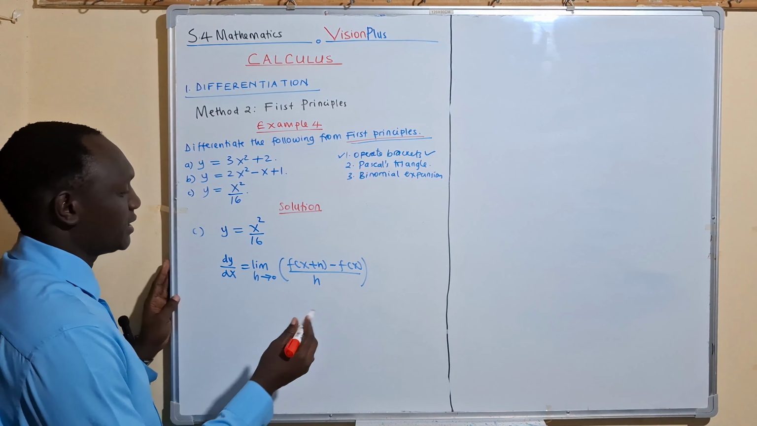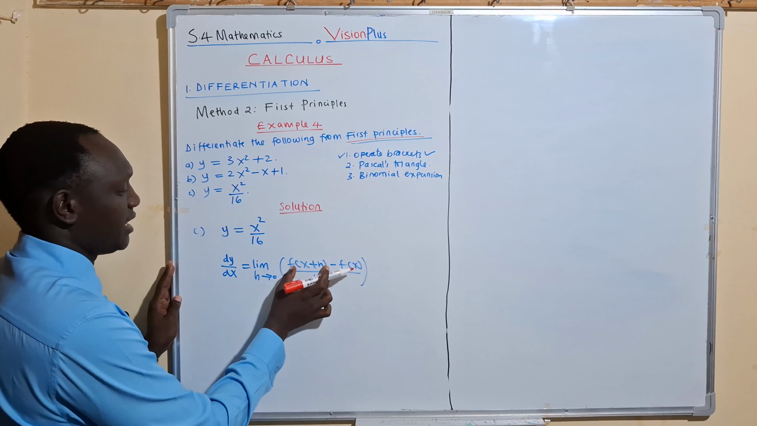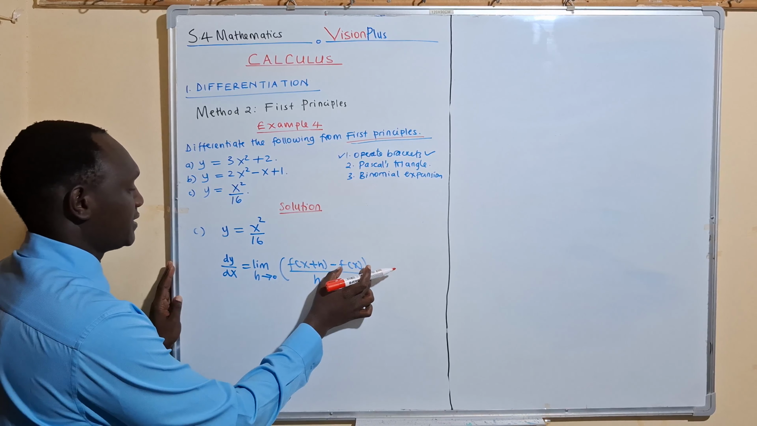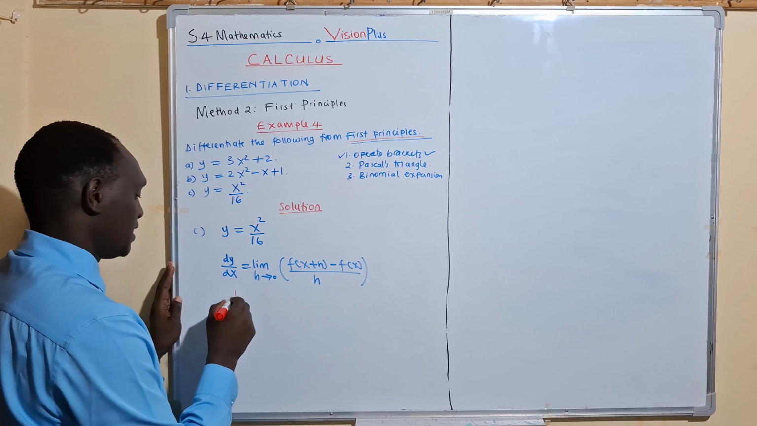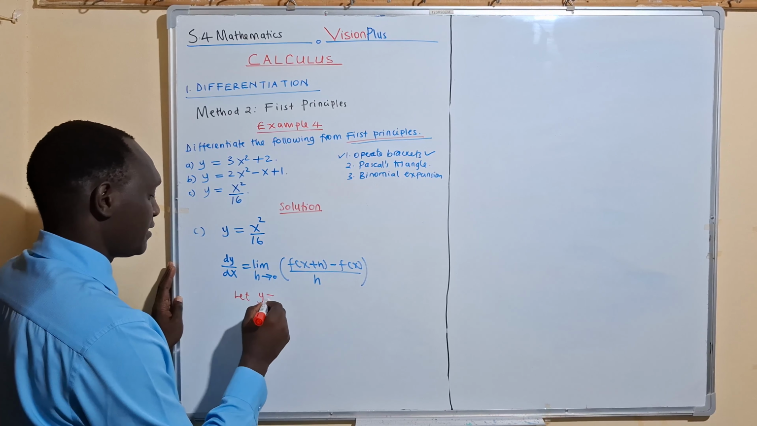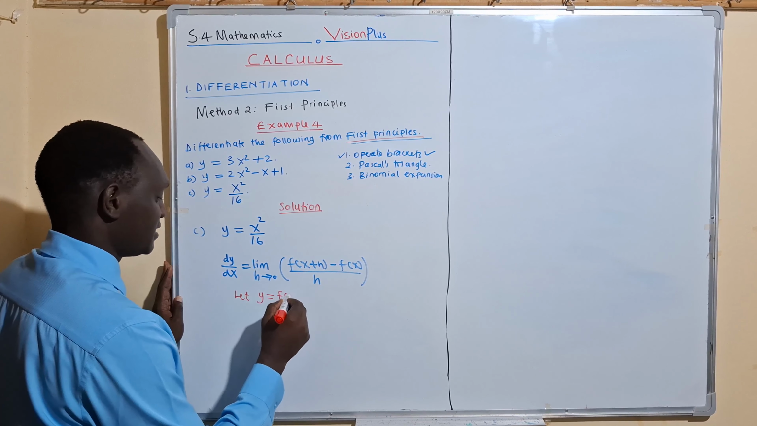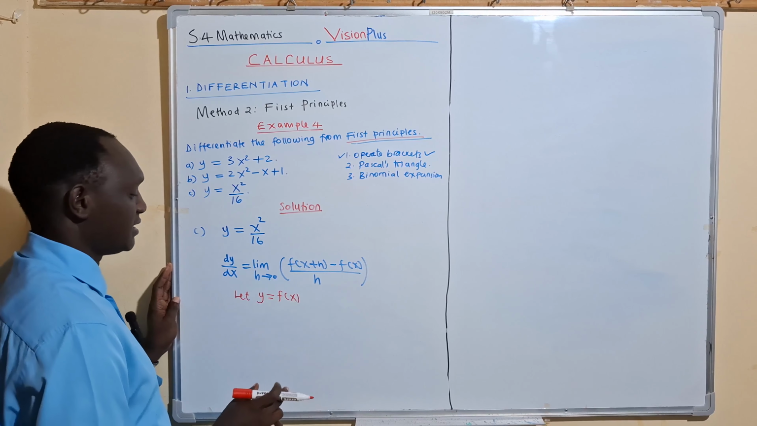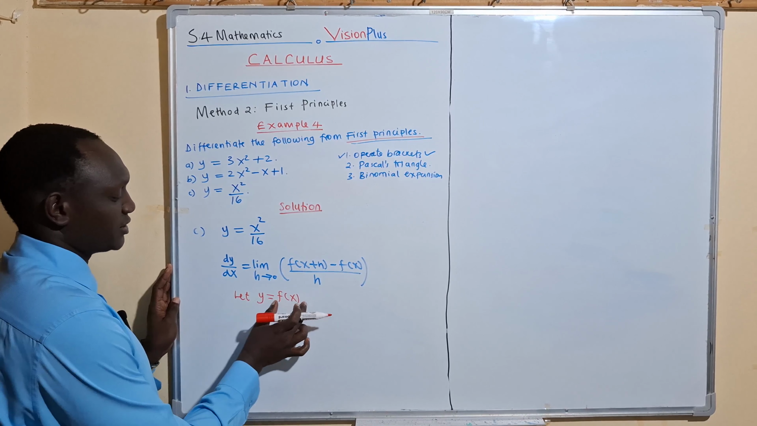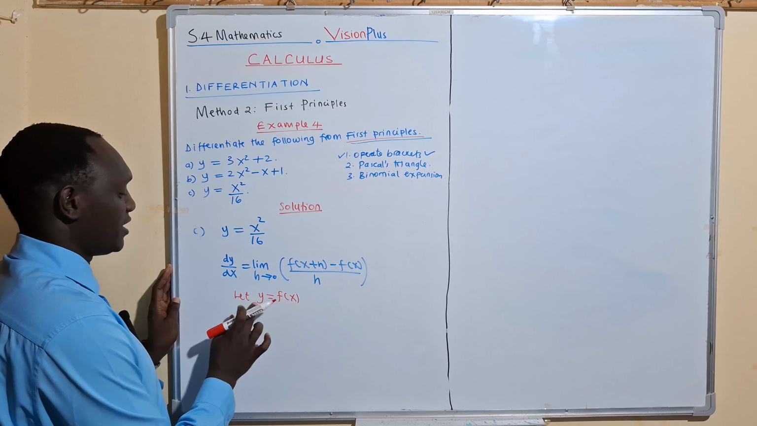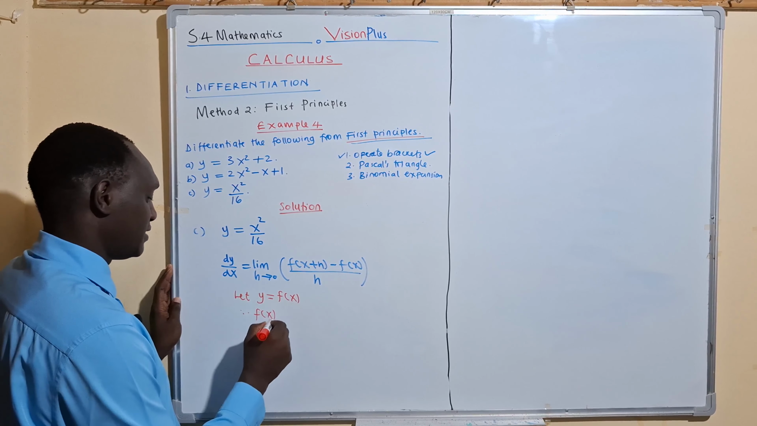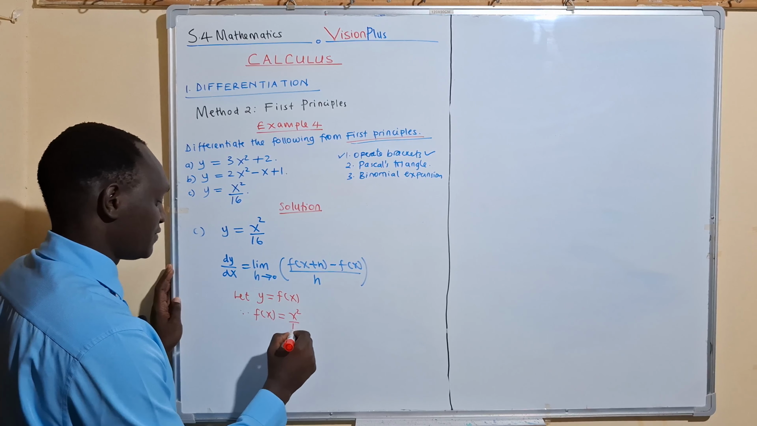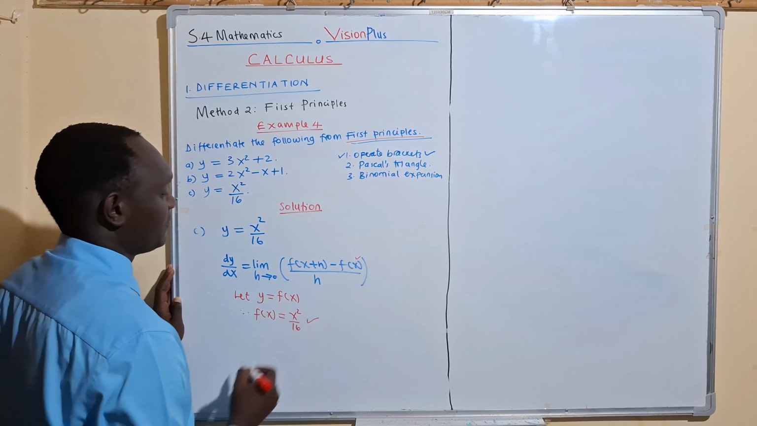So we need to get f of x and f of x plus h. How do we get f of x? Remember, this is a function y which has been defined in terms of x. So we say let the function y be f of x, which doesn't change the meaning. It means that we have a function defined in terms of x. Therefore, f of x is x squared over 16. So we have f of x now.